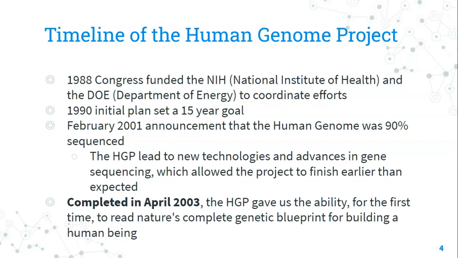This entire project led to new technologies and advances in gene sequencing, and that's actually why they were able to finish this earlier, because everybody working on this same project for over a decade led to ways to make this process easier. And then in April 2003, the human genome was completely sequenced. And now we use this still, but this was the first time we were able to actually understand the entire genetic blueprint of a human being. This is incredible.